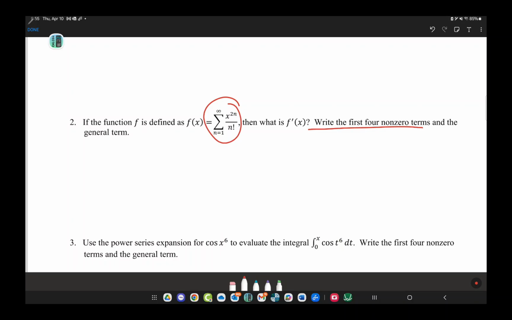So what are the first four non-zero terms? So yeah, x squared. This is part A. I'm going to build to something here. A is just listing the first four non-zero terms.